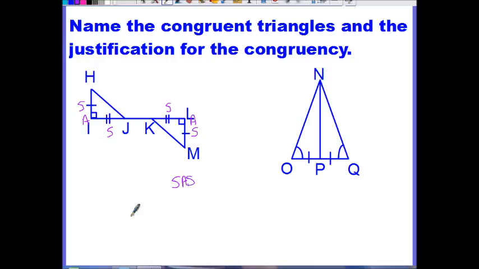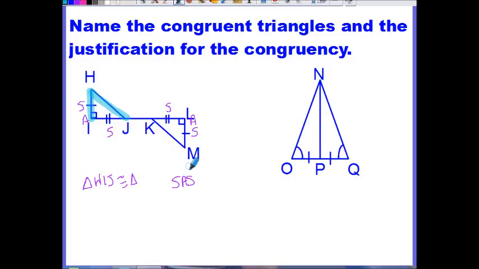Now we have to be careful. Just like yesterday, when we write our congruency statement, we want to have correspondence of letters. My first triangle I'm going to call triangle HIJ. My second triangle I have to be careful with. We have to look at all these pieces. We have angle H. When I look at angle H, it is made with a side with 1 tick mark and a side with no tick mark.